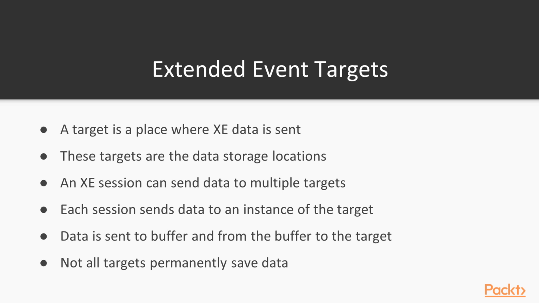In an extended event subsystem, a target is the place where the extended event data actually gets sent. Now these are typically data storage locations, though they're not necessarily permanent storage locations, as we'll see. Each of these targets is set up with a session, and a session can have multiple targets. So unlike trace, an extended event session can ensure that data goes to multiple places. Each session will send data to an instance of the target. When the session starts, it creates an instance. So for example, it might have a different file each time, it might have a new space in memory, etc.